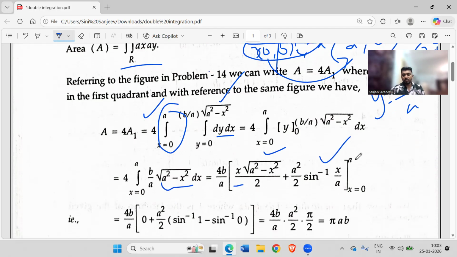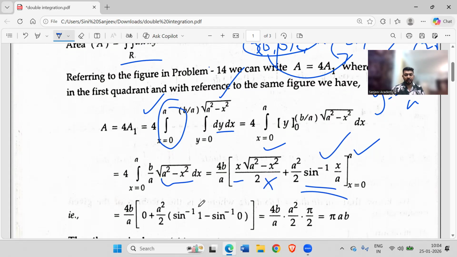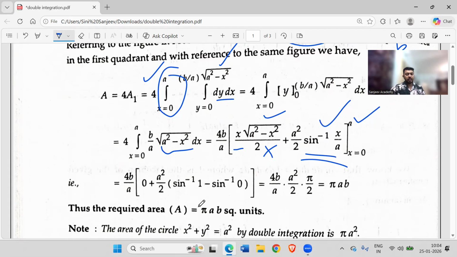The moment you put the upper limit in place of x, a square minus a square is 0, so this term is gone. And if you place the lower limit in x, 0 into anything is 0, so this term is completely gone. I do only this, and that too only for the upper limit, because we know sine inverse of 0 is 0. Sine inverse of 1 is pi by 2. Or else in the calculator, put sine inverse of 1 and you'll get pi by 2, but make sure the mode is in radians. And directly put pi AB. That's it. Simple as that.